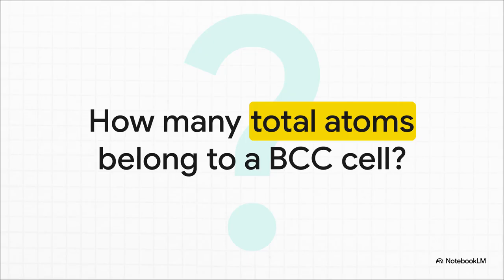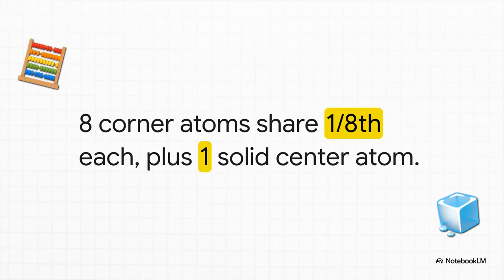Okay, let's do a quick practice check to make sure we're visualizing this 3D puzzle correctly for your exam. If you have a BCC cell, so that's 8 corner atoms and 1 center atom, how many total atoms truly belong to that one specific box? Believe it or not, the answer is just 2 full atoms.